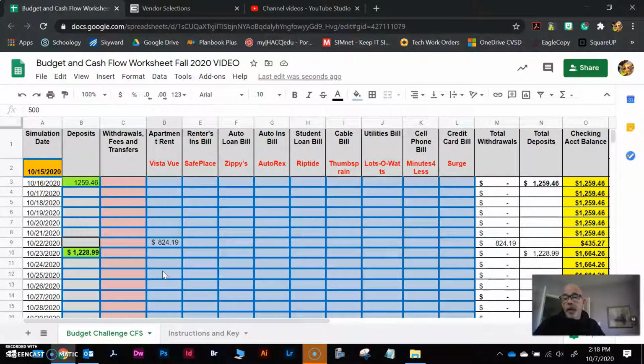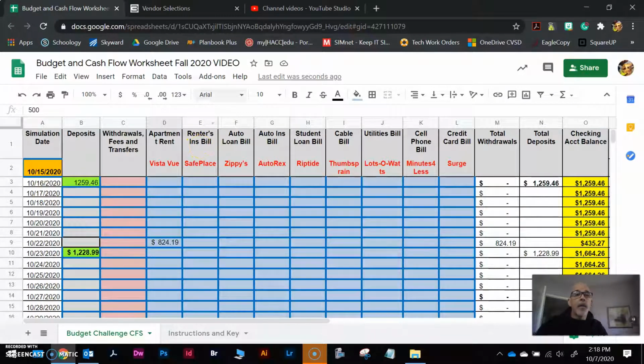Most of the expenses are going to be laid out the same way, where you're going to have a due date. The only difference is on the rent, you're moving in midway. The next bill that you're going to get will probably be your insurance bill, and that will come out from Safe Place, and that will be on the 16th, I believe.